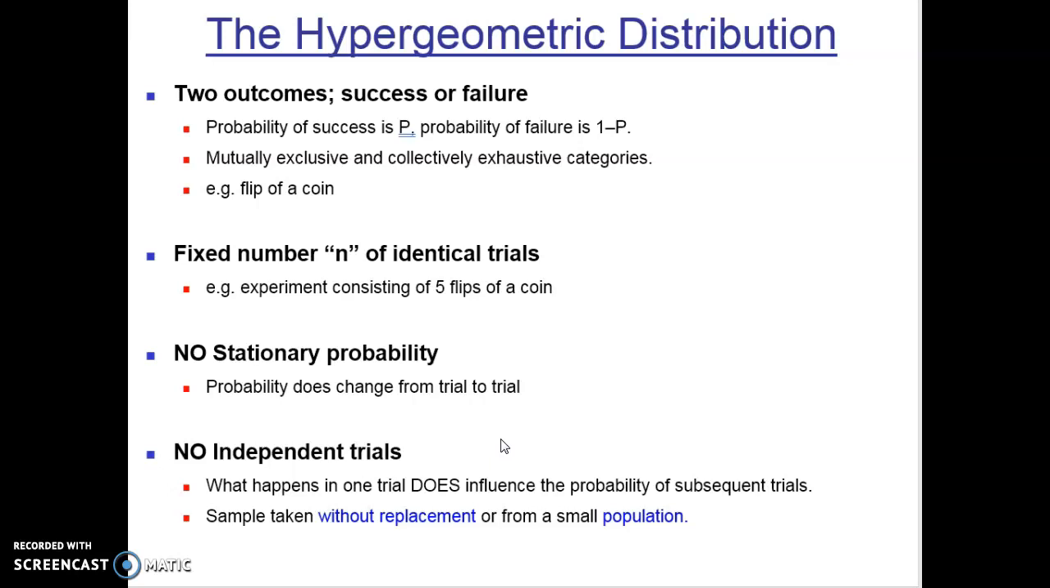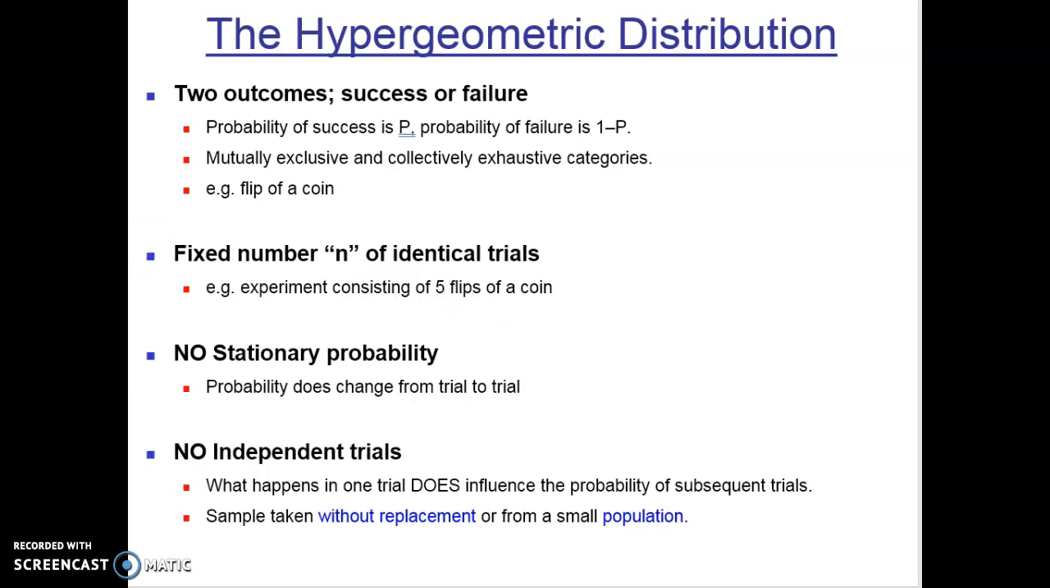It's already come out on the first one. So what happens on the first trial does influence the probability of subsequent trials. The conditions under which this would happen is we've taken a sample without replacement or from a small population. So we can avoid having to use the hypergeometric distribution by taking a sample with replacement or from a large population, which is what most researchers would do.